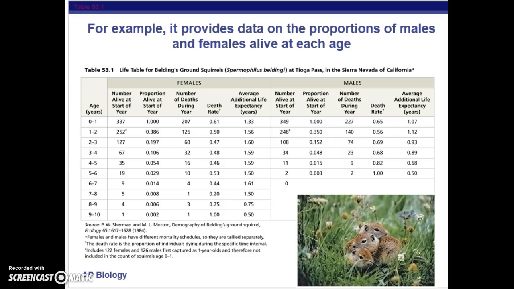The other thing I want to point out in this table, while we're looking at one, is that when you're making your own tables, there are a few things that you need to remember. So when you do a lab, you need to collect your data and put it into a table. And one of the things that I always want to see in your table is a title. So you can see in this one here, it says Table 53.1, and it has a very descriptive title. It's a life table for Belding's ground squirrels at Tioga Pass in the Sierra Nevada of California. So it's very clearly titled.